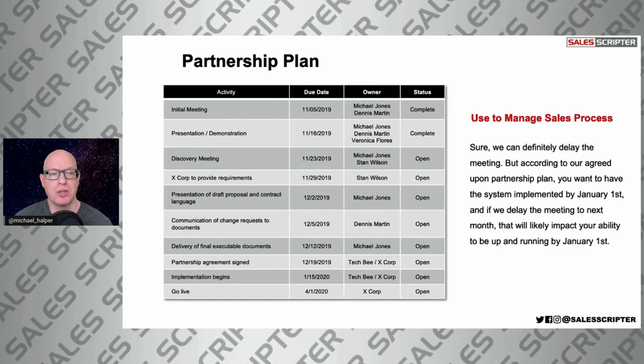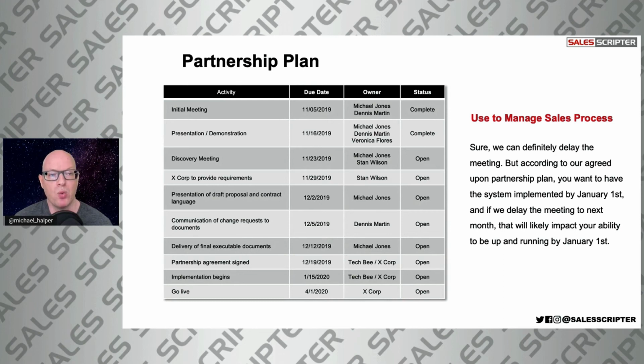Well, when this happens, you can use the partnership plan to keep everything on track by saying something like, yeah, sure, we can definitely delay the meeting, no problem at all. But according to our agreed upon partnership plan, you want to have the system implemented by January 1st. And if we delay that meeting to next month, that will most likely impact that date.